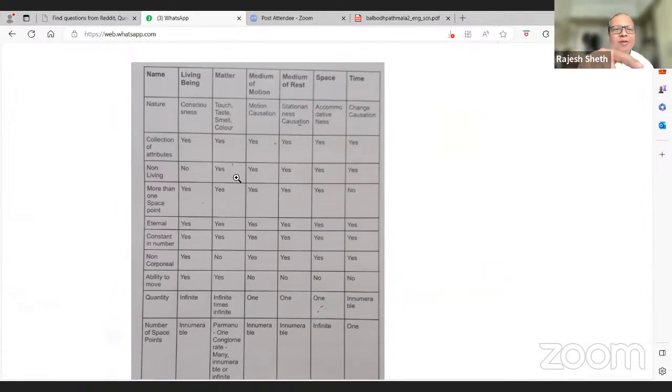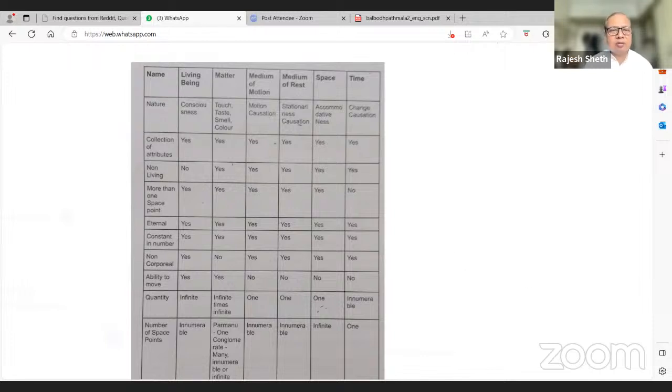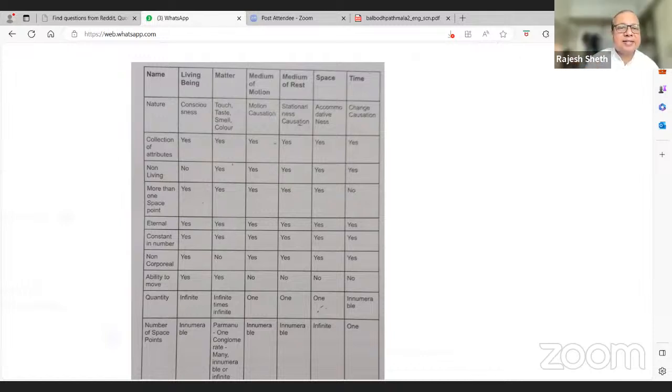So there is a column of living beings. Living being is non-corporeal, okay? Matter is corporeal. But why is a living being non-corporeal? Because it does not have touch, taste; these qualities are not there in the soul. But matter has these qualities. So you can see this column, non-corporeal: all the five are shown as yes, yes, yes. Only the matter is no, because matter is corporeal. It has touch, taste, smell, and color. Fine. Moving on to the next.